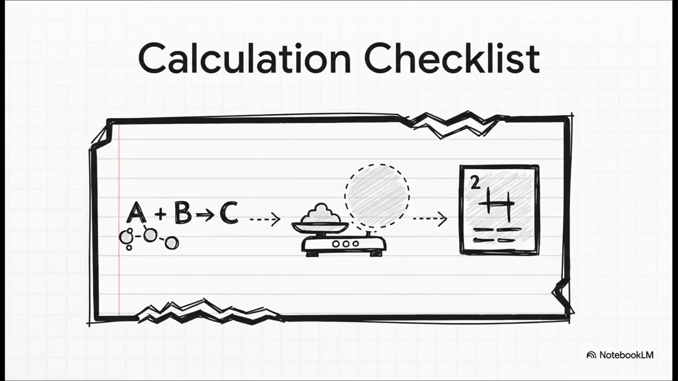So if we want to predict how much product we're going to get from a reaction, we need a little checklist. We need the recipe. That's the balanced chemical equation. We need to know how much of our starting ingredient we have, our limiting reactant. And finally, we need the relative masses for everything involved.